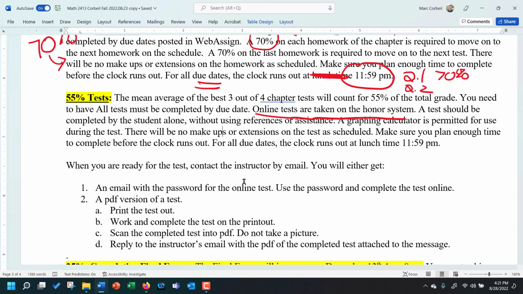There's no makeups for the test. There's no extensions as the schedule. So if you know something's going to happen in a week, get ahead of the game, and do the test before it's scheduled. Don't come back to me and ask me for extensions. I cannot give you any extensions because if I give you a single extension, that means you're going to fall behind and you're going to be doing 3 or 4 things in a future week. That's just not going to run very well for you, and it's not going to work for me because I need to correct the right test at the right time.